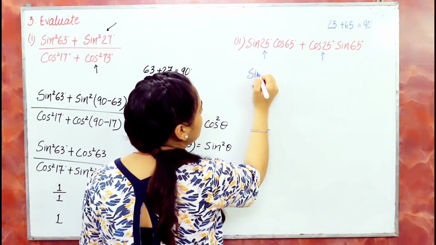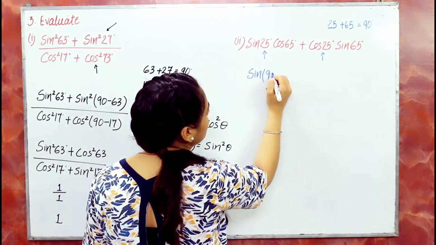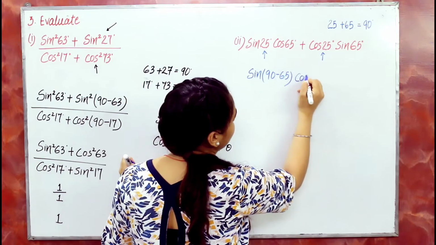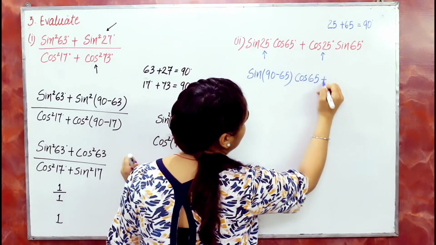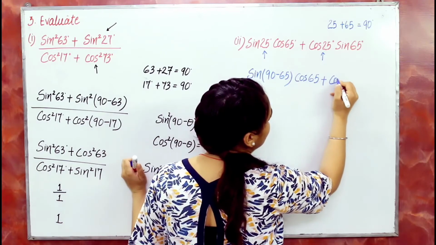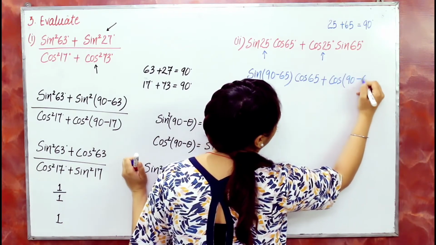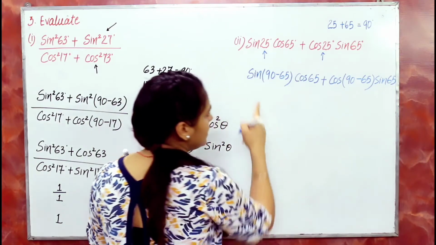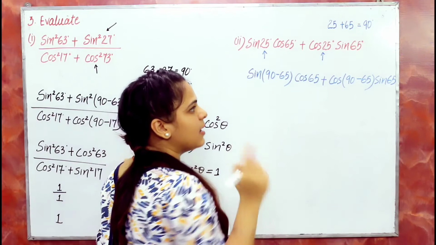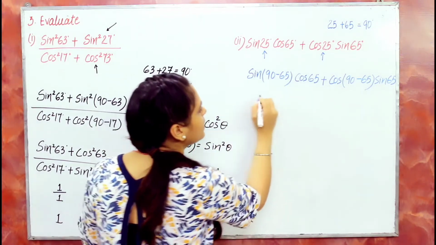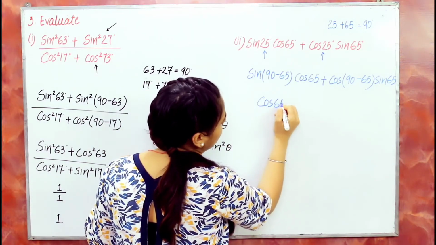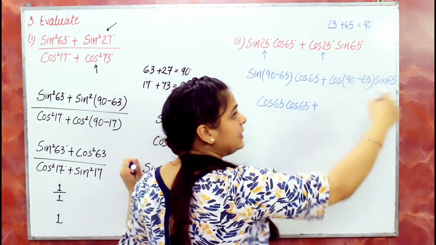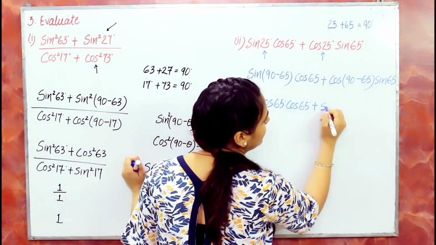So you can write sin 25 as sin (90 minus 65) cos 65 plus cos 25 can be written as cos (90 minus 65) and sin 65 degree. Sin (90 minus theta) is equal to cos theta. So it's cos 65 degree. Cos 65 degree plus cos (90 minus theta) is equal to sin theta.